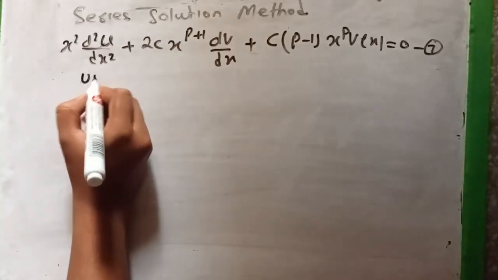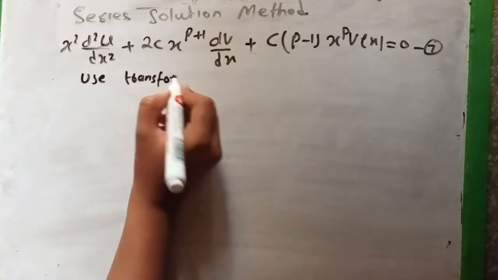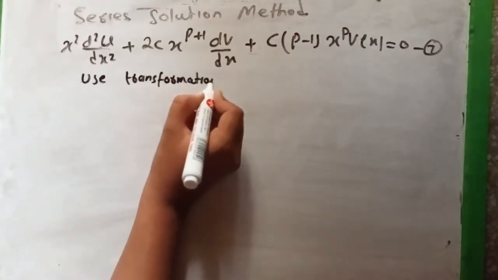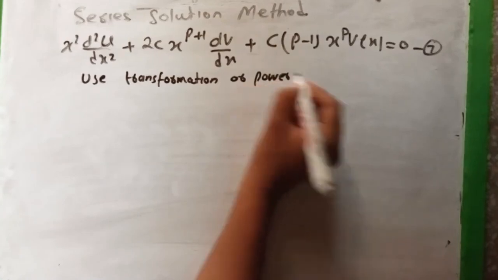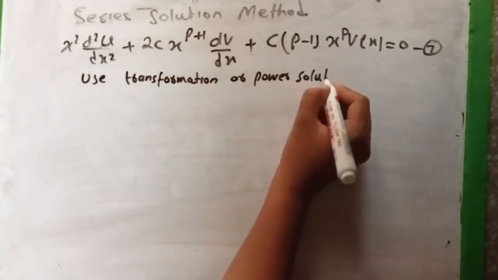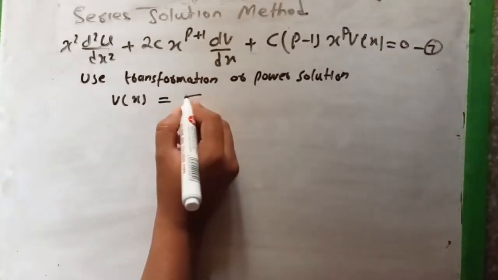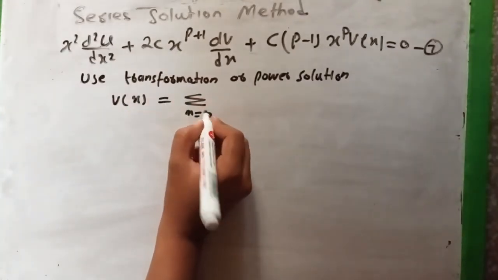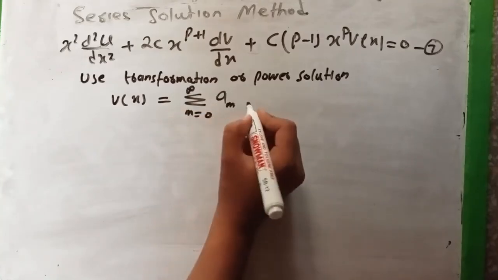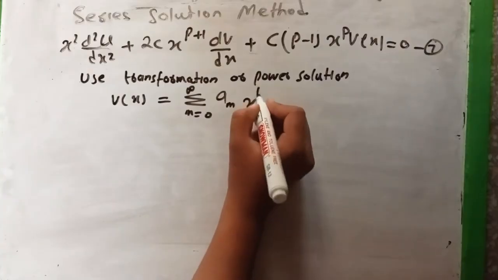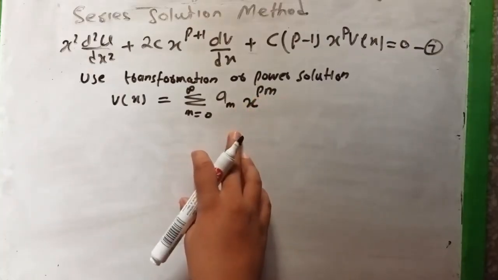Now use the transformation or power series solution v of x is equal to summation m is equal to 0 to infinity am x raised to power pm. This is the solution of the Cauchy-Euler equation.